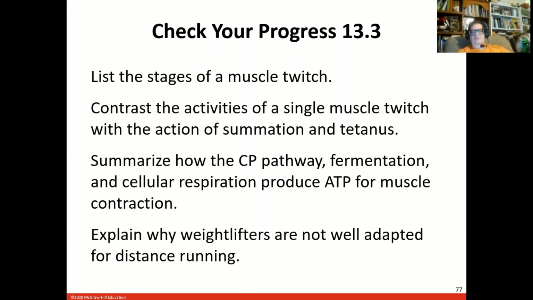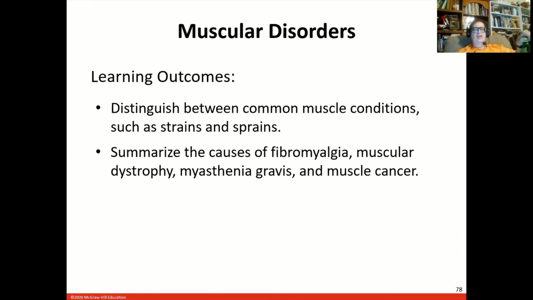Okay, so let's move on. We're now going to talk about problems with muscles, muscular disorders. We'll talk about sprains, strains, things like that. Fibromyalgia, muscular dystrophy. You'll see.